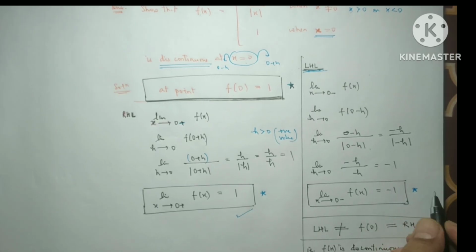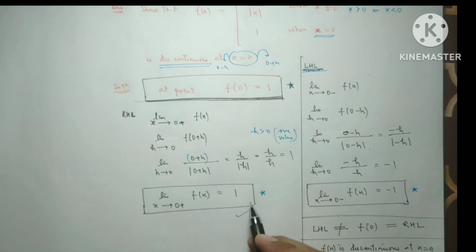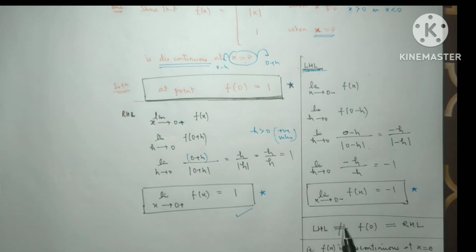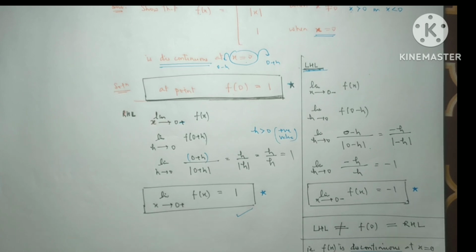So we have the three values. At the point it is 1, the right hand limit is positive 1, but the left hand limit is minus 1. That indicates all values are not equal, so the left hand limit is not equal to these two. That shows the function is discontinuous at x equals 0.